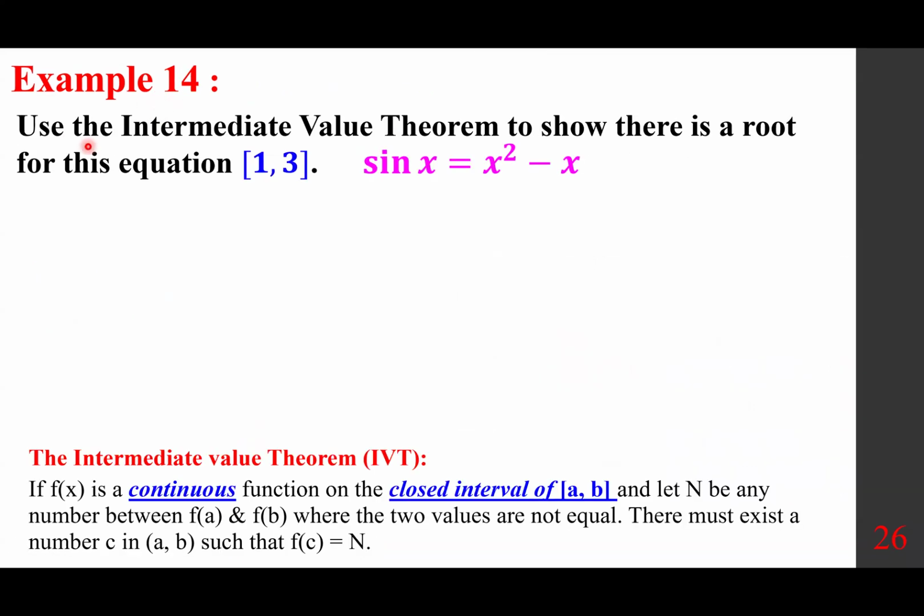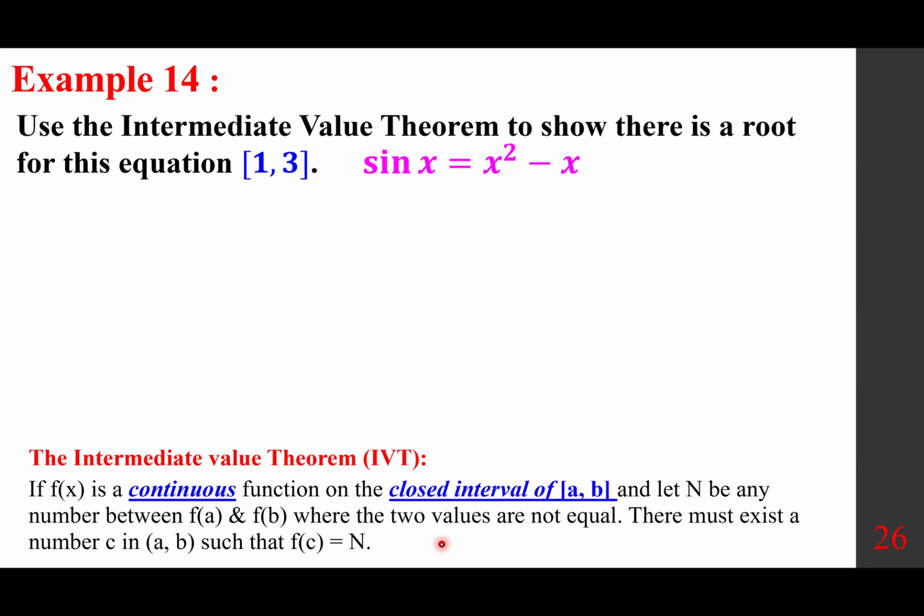All right, the next example, use the IVT, intermediate value theorem, to show that there is a root for this equation, sine x equals x squared minus x between 1 and 3. And I've already discussed the concept of the intermediate value theorem. If f of x is a continuous function on the closed interval of a to b, and let n be any number between the two values, f of a and f of b, where the two values are not equal, and that's the key, there must exist a number c in the open interval of a to b such that f of c equals n.